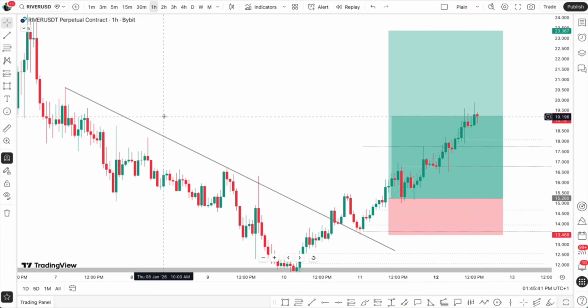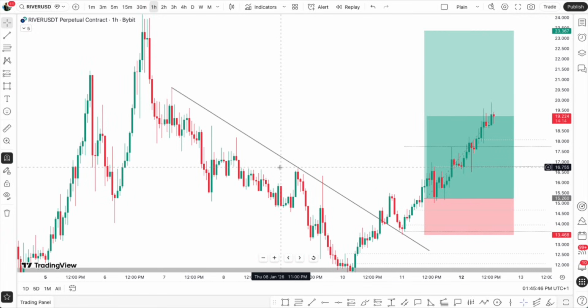Congratulations to everybody who took this trade with me. I shared it on Telegram, and I'm going to use this as an example to explain everything.